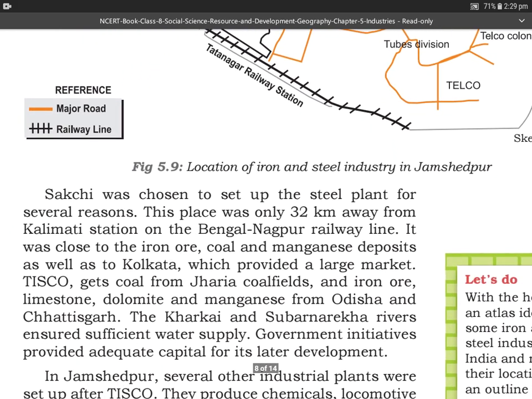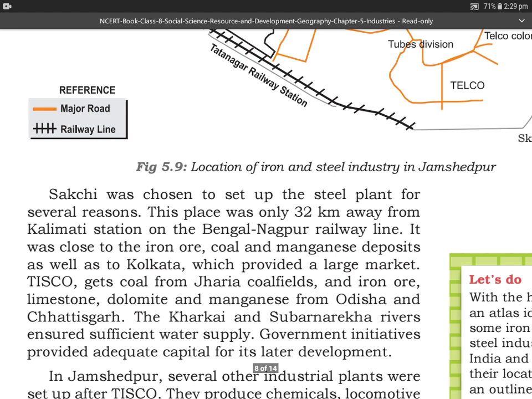Now in this paragraph, they are focusing on why they established TISCO at Sakchi. Sakchi was chosen to set up the steel plant for several reasons. Now you can understand, because you have already studied the factors affecting the localization of industries. So now you understand that most probably raw material, labor, water, right? For iron and steel industries, these things are most important, and obviously capital.